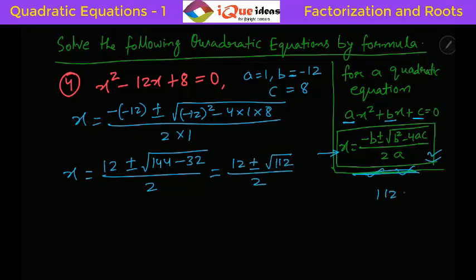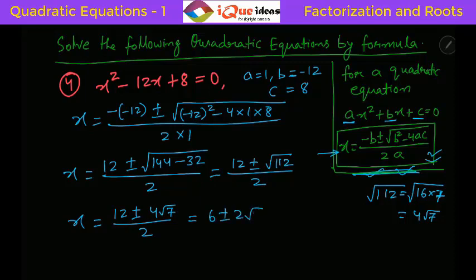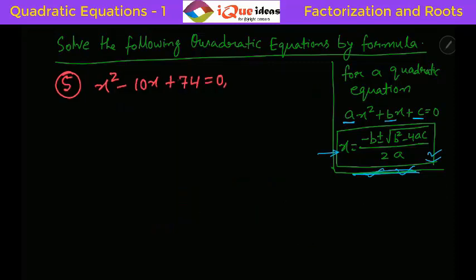Now 112 is actually equal to 16 into 7. So root of 112 will be root of 16 into 7. Now root of 16 is 4, so this gives us 4 root 7. So it is X equal to 12 plus minus 4 root 7 divided by 2. So we have 6 plus minus 2 root 7. As you can see, again it is 6 plus 2 root 7 and 6 minus 2 root 7, conjugate roots, because they are irrational numbers. So irrational roots will always be conjugate. Alright, now let's go to the next one.